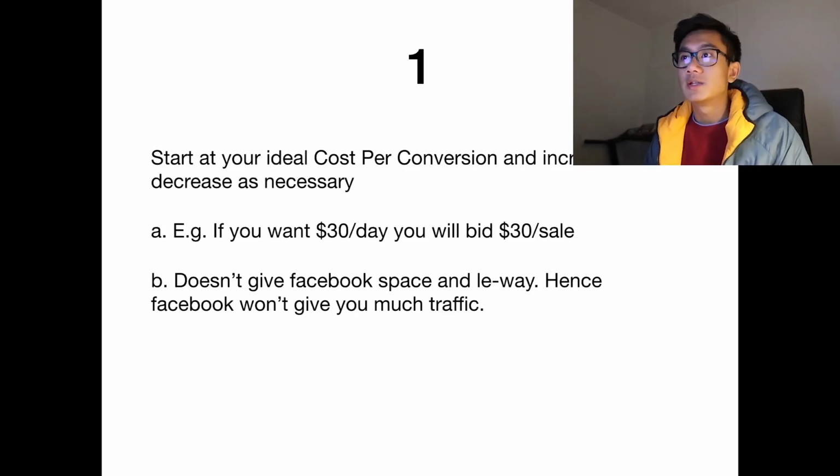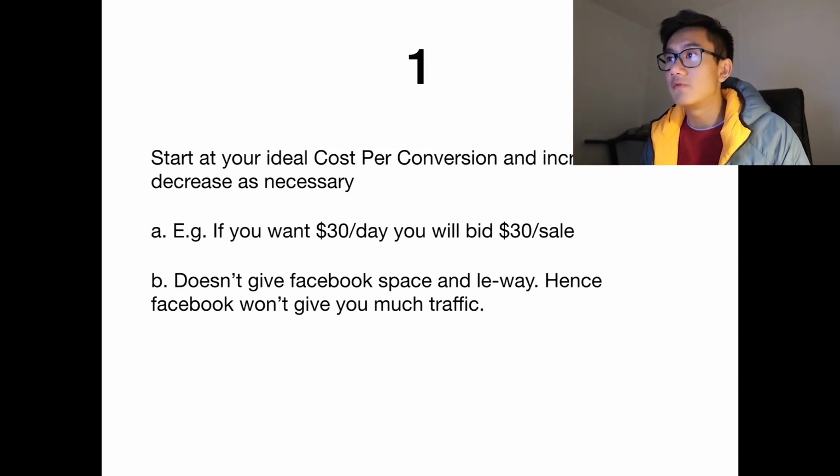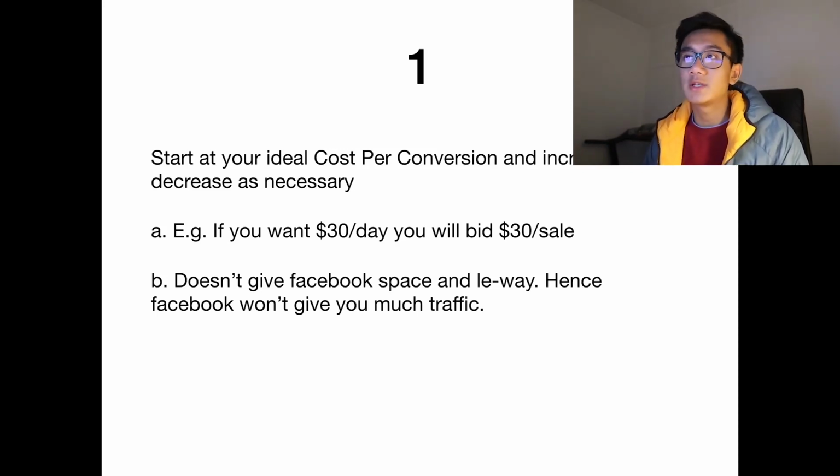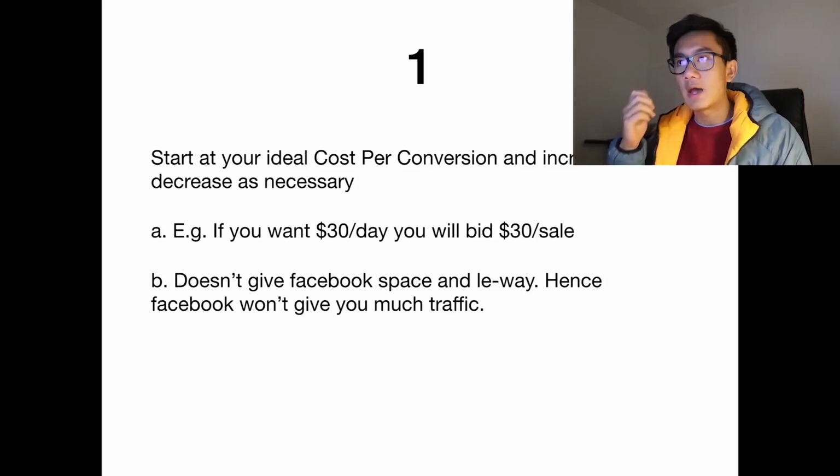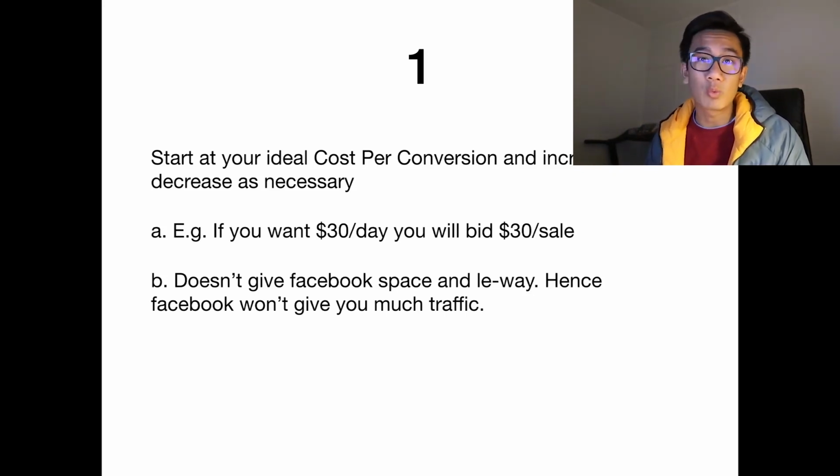Number 1, start at your ideal cost per conversion and increase or decrease as necessary. So if you want a $30 sale, this is not $30 a day, but $30 per sale, then you'll bid $30. Now the bad thing is, this doesn't give Facebook much space and leeway. Hence Facebook won't give you much traffic whatsoever. You might not get traffic at all, and sometimes you might not even get your achieved bid. You might not even get sales at $30.